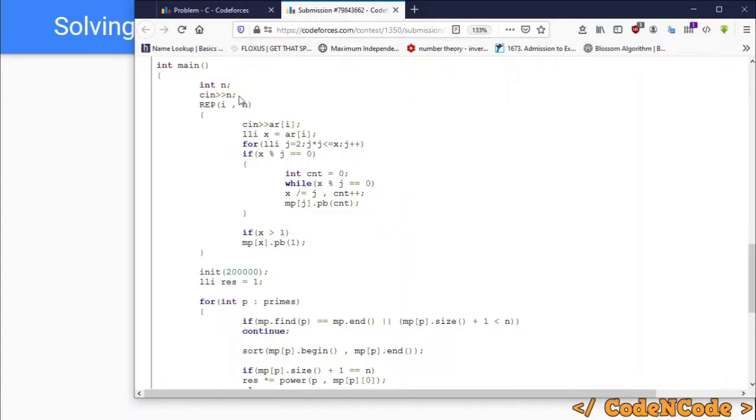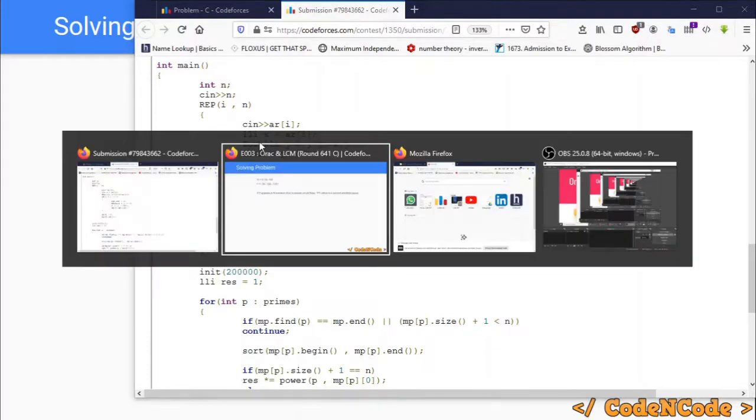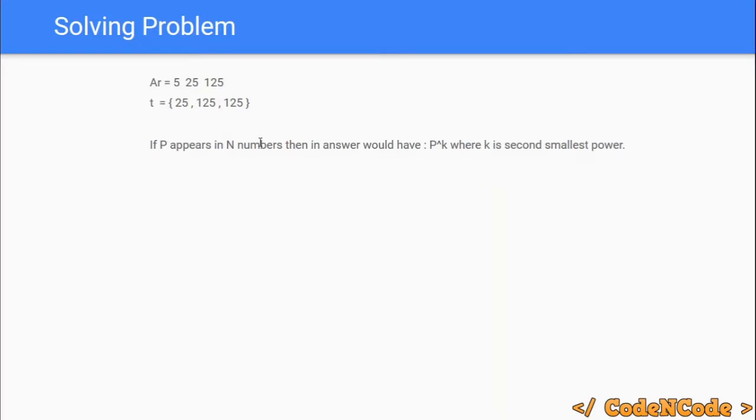Now we are reading n, which is present in the input, and after that we are reading each element present in the input. For each element, that is AR of I, I am finding the prime factorization of that number, because we need the prime factorization so that we can calculate for each prime how many times it is appearing, or in how many numbers it is appearing, so that we can decide whether this prime is appearing exactly n times, or n minus 1 times, or n minus 2 or fewer times.